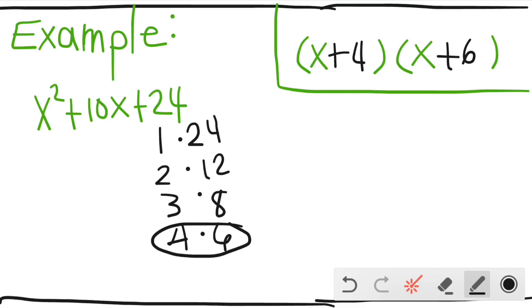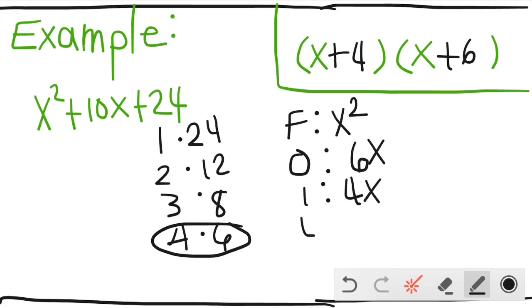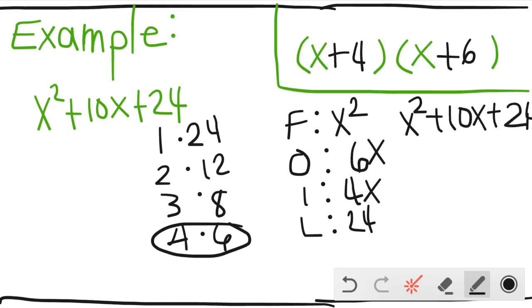And you can always go ahead and check to see if you factored correctly. Take a look at this. If I do our FOIL method and apply it, the first terms will result in x squared. The outer terms, the x and the 6. The inner terms, the 4 and the x. And the last terms will result in 24. Now let's combine like terms. I should have an x squared, a 10x, and a 24. So that's how you can check that you factored correctly.